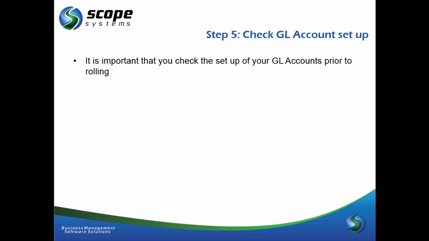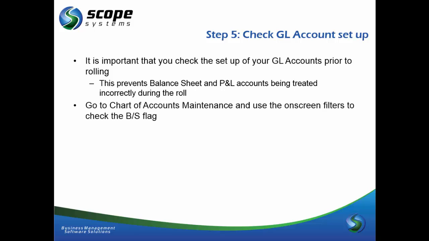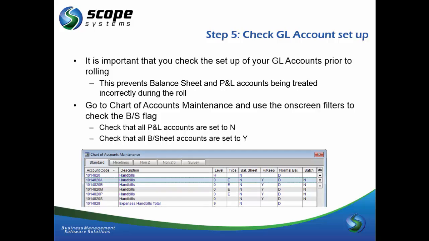Step 5. Checking of general ledger accounts setup. It's important that you check the setup of your GL accounts prior to rolling. This is critical. This prevents balance sheet and P&L accounts being treated incorrectly during the rollover. Go to the chart of accounts maintenance and use the on-screen filters to check the BS flag. Check that all P&L accounts are set to N, and check that all balance sheet accounts are set to Y, as shown in the below example. The below account is a typical expense account and is flagged as balance sheet equals no.